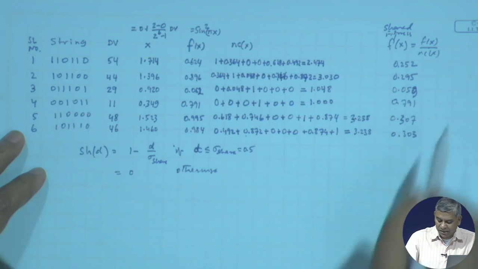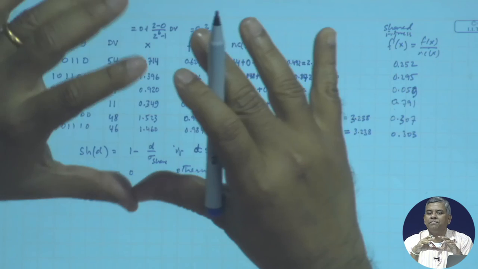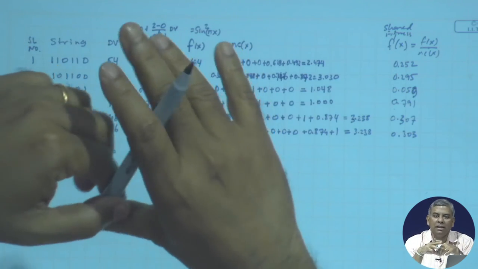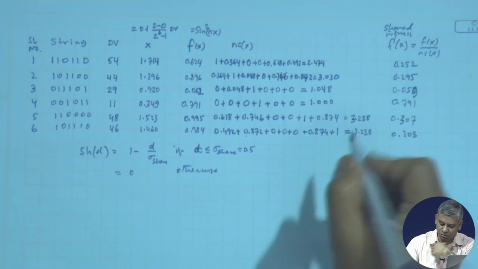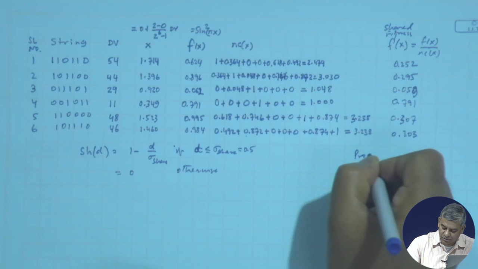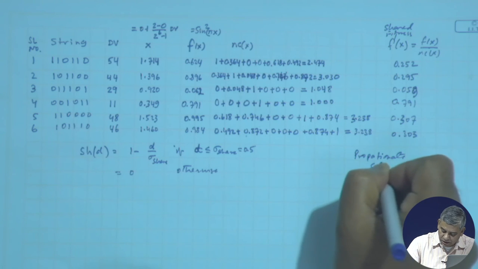By the way, this whole sharing function method that we talked about works only with proportionate selection. The whole theory is about that. It will not work with tournament selection. You have to use proportionate selection. So this is one thing you have to note.